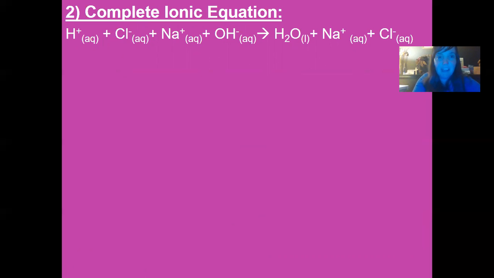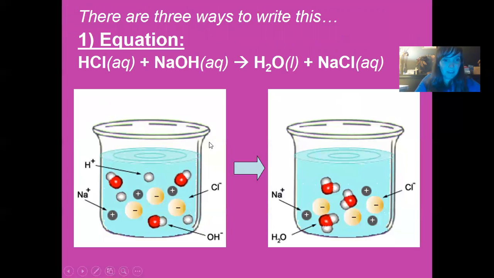The next way to write the reaction looks very intimidating at first. This is called the complete ionic equation. This is where you draw it how it really is. You see how the HCl is separate and the NaOH is separate? That's because it is in real life.